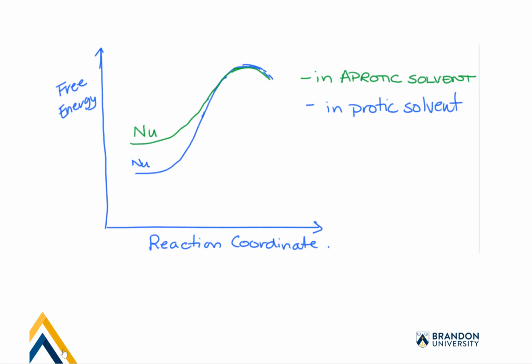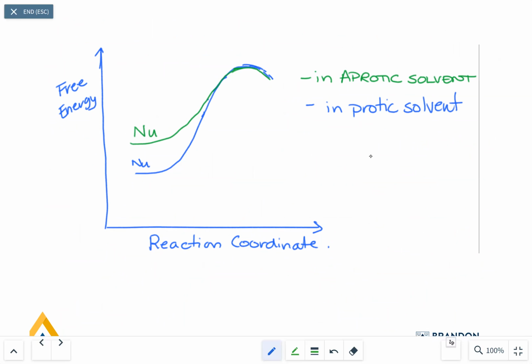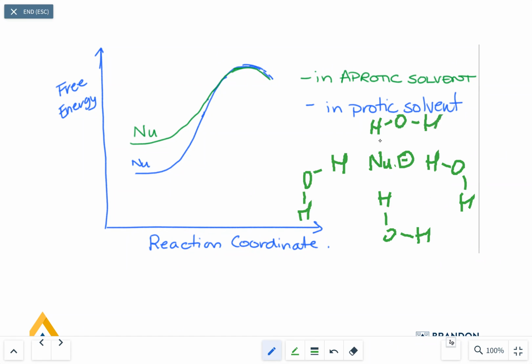So in a protic solvent, if you're the nucleophile and you've got a negative charge here, and there are all of these water molecules solvating you, you're hydrogen bonding with all these hydrogens. So it's harder to attack because you're busy hydrogen bonding. But also, this actually lowers your energy. It's a stabilizing interaction. So this is stabilizing.